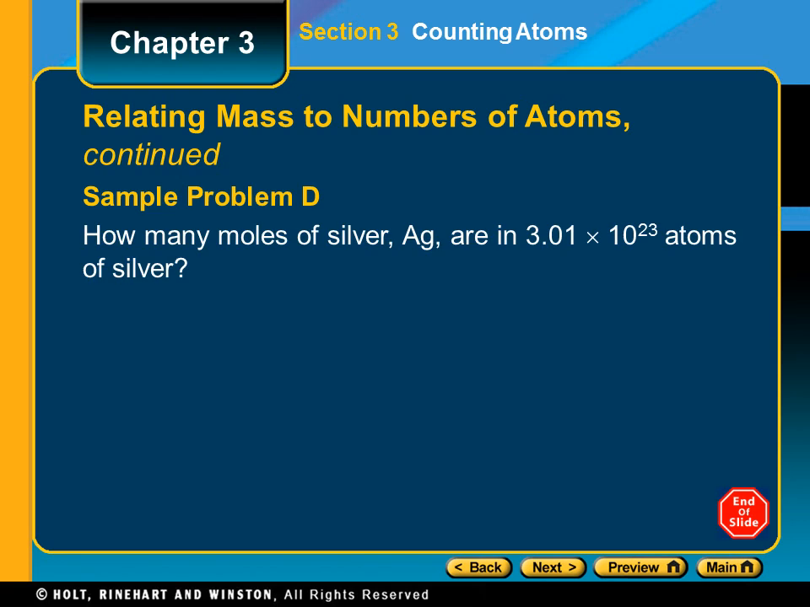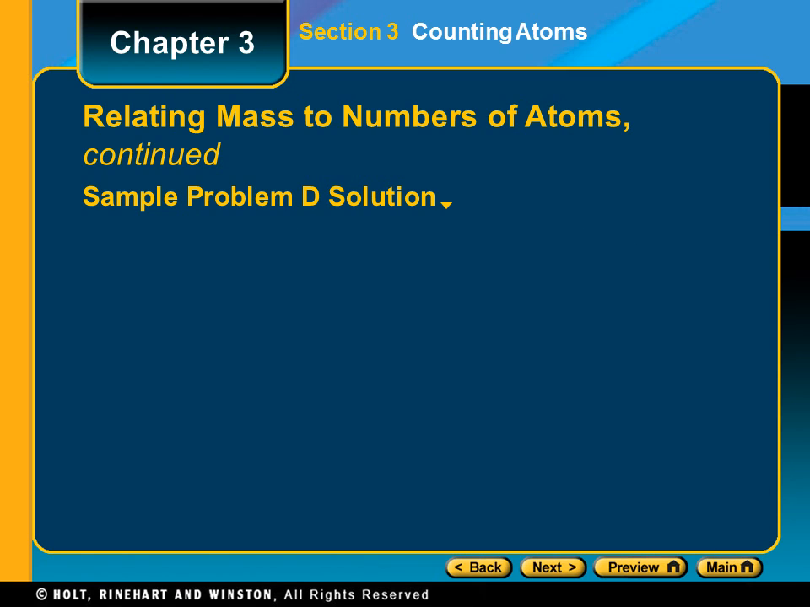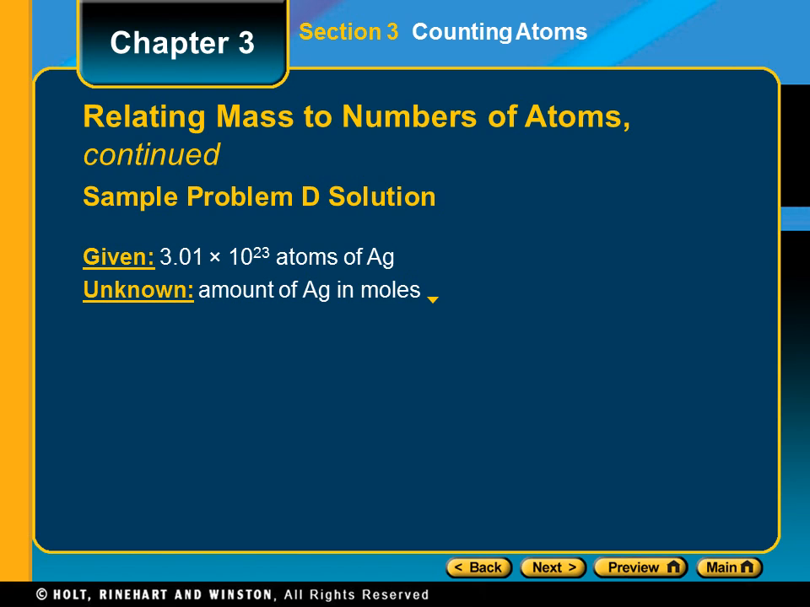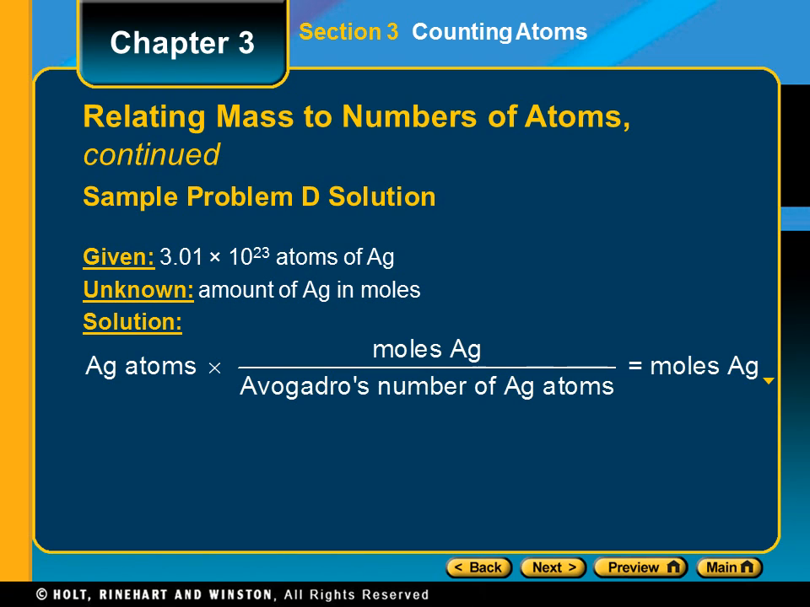Another sample problem. How many moles of silver are in 3.01 times 10 to the 23 atoms of silver? Now what's this? Look at this, guys. You're given 3.01 times 10 to the 23 atoms of silver. You want to find the amount in moles. So, again, go to that chart I showed you, the triangle. How do you go from one to the other?